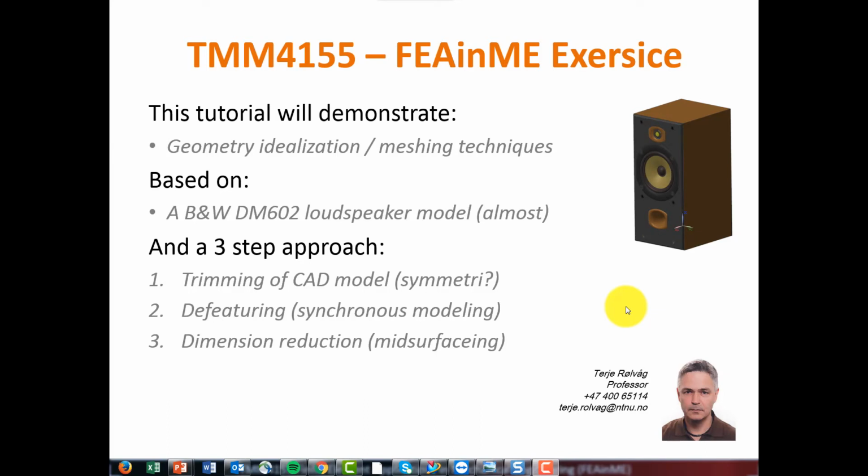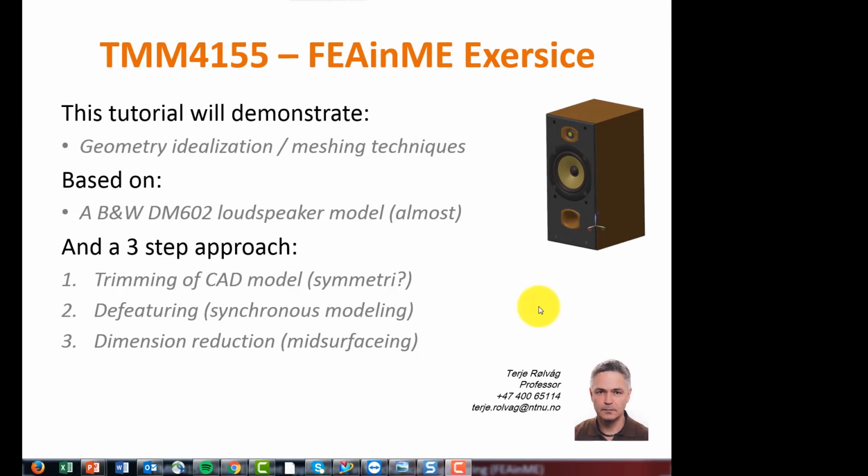First, I will check if it's possible to trim or partition the CAD model to utilize symmetry. Then I will show you some defeaturing commands, pretty much based on synchronous modeling tools, in order to simplify and get rid of pieces and details that I don't want to include in my mesh. I will especially consider the solution I want to run, model analysis. And then at the end, I will check if it's possible to use dimension reduction. That means applying mid-surfaces and shell meshes, if that's feasible or not.